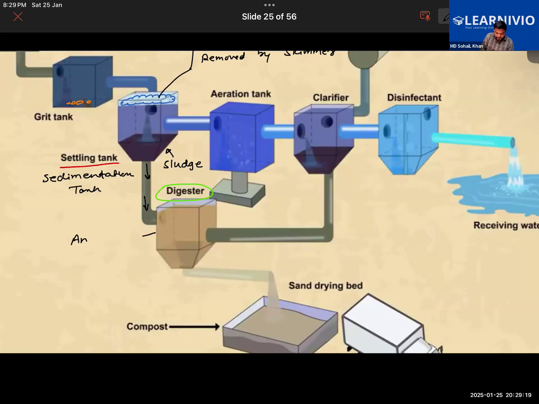So we have anaerobic bacteria. We're talking about the digester right now. It decomposes the sludge.